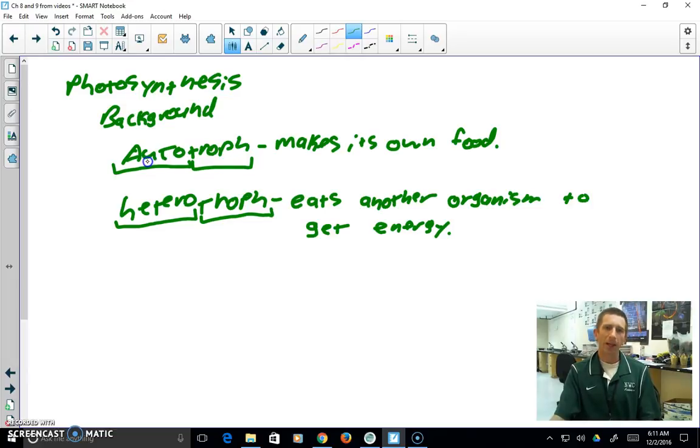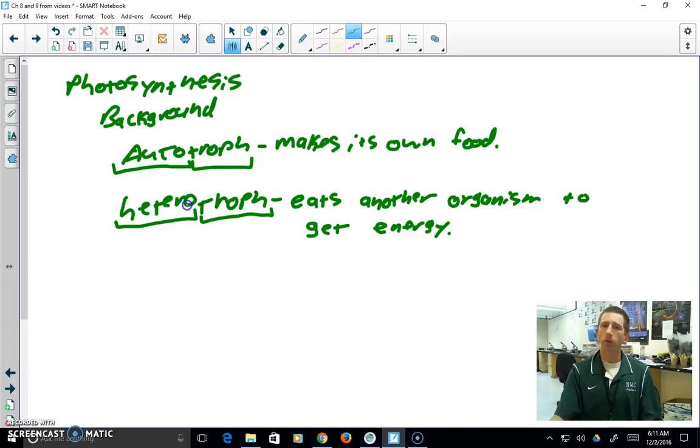So plants, right, they're classified as autotrophs. They make their own food. And a lot of people think, oh, plants do photosynthesis and animals do cellular respiration. Well, not really. Plants do photosynthesis and cellular respiration, right? Because plants make their own food, so they're autotrophs. But then what do they do with that food? What do they do with that sugar? Well, they have to do cellular respiration as well, right?